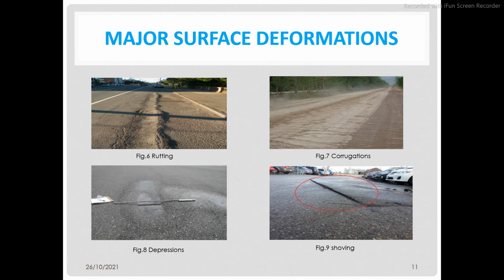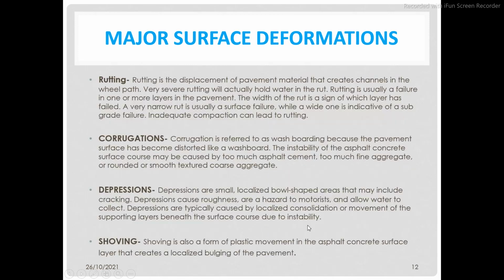First one is rutting. Second one is corrugation. Third one is depression. Then we have shoving. Now we are going to talk about each of the four one by one.